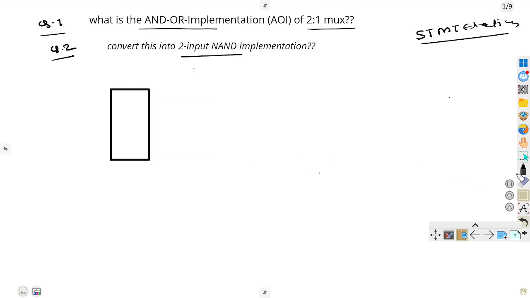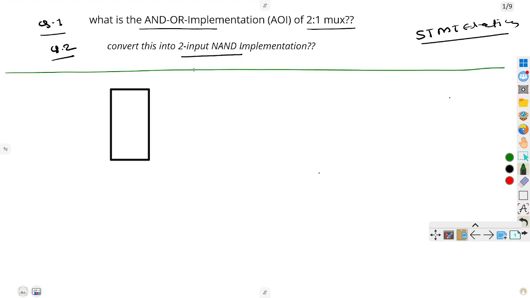Okay, so this is the 2 cross 1 mux. I am explaining how this can be done. Firstly, I am explaining the part 1 answer. Part 1. Okay, so this is the 2 cross 1 mux. If this is the 2 cross 1 mux, there are two input lines and one selection line. The two input lines I am assuming are 0 and 1, means this is I0 and this is I1.